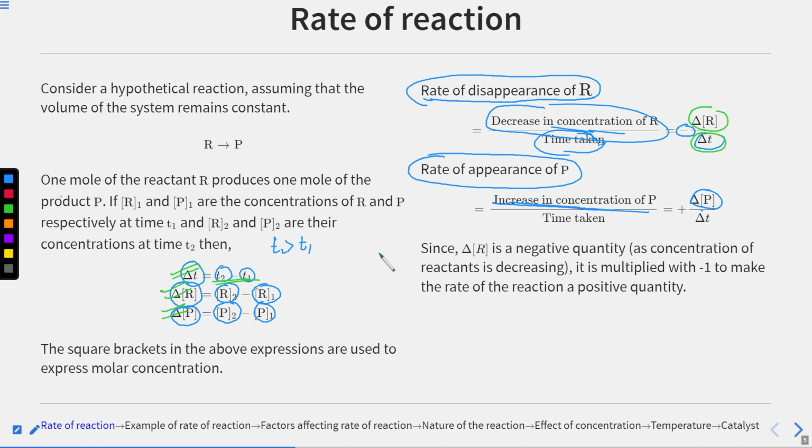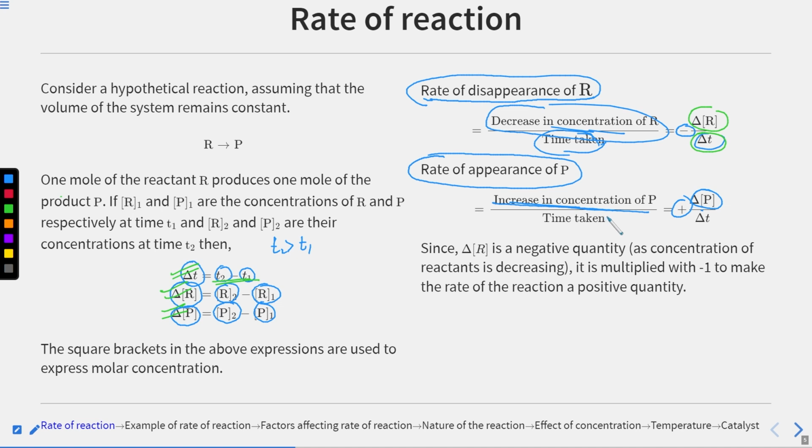If you see here, you can see that we have a positive sign in this equation. Why is it so? I've told you earlier that the product concentration is increasing, and one more thing, that the rate of reaction should be positive.